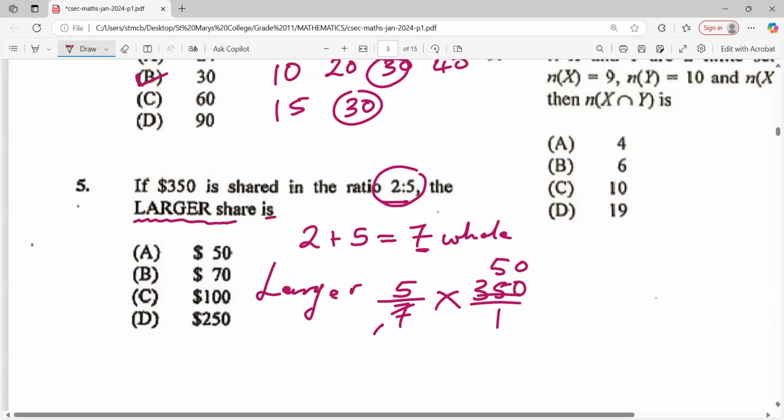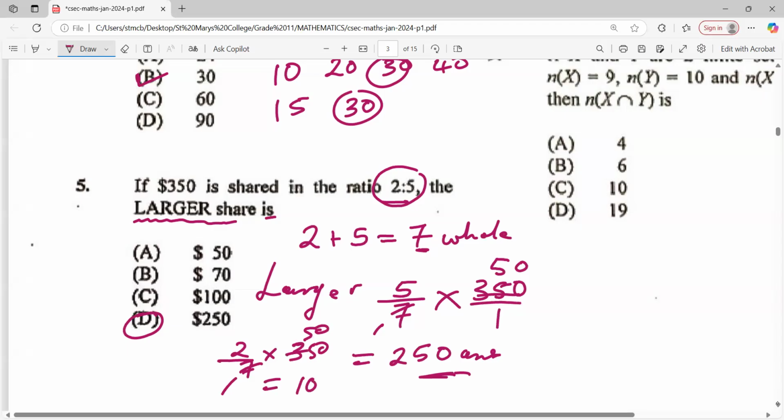Now 5 times 5 is 25. So that would have been $250. So the larger share is 250. The smaller share would have been 2 out of the 7. So you multiply the 50 by 2. So 1 share is basically 50. That's another way you can look at it, right?